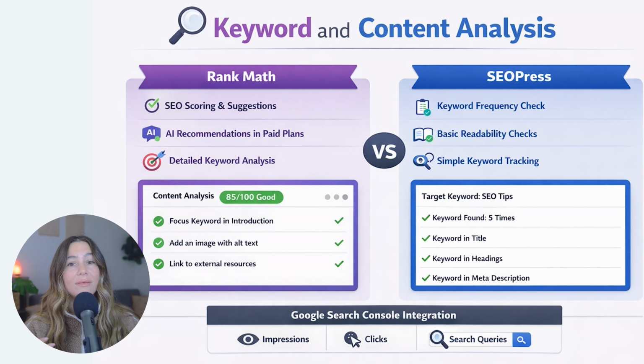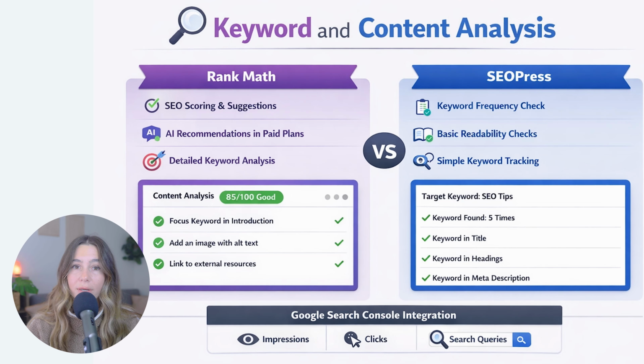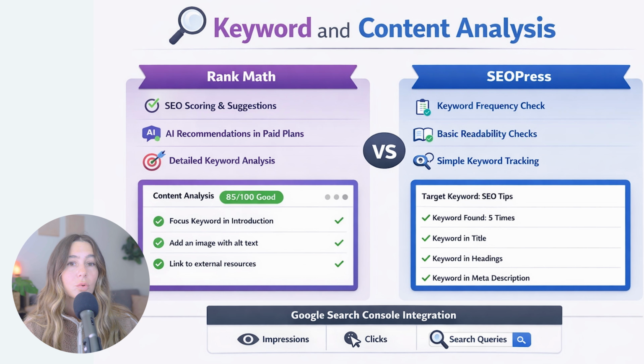Okay, next we're going to dive into keyword and content analysis. Another major feature of SEO plugins is content analysis. This is where the plugin reviews your page and gives you suggestions based on your target keyword. Rank Math includes a scoring system that evaluates your post while you write it. It actually checks things like keyword placement, internal links, image alt text, and readability. The plugin then assigns a score to the page and highlights areas that could be improved.